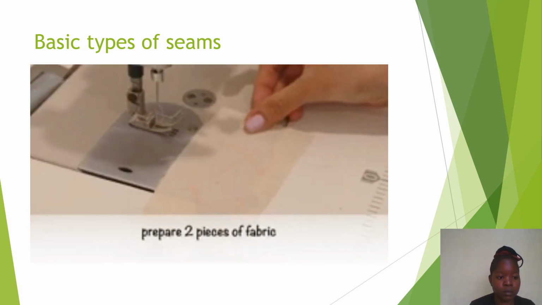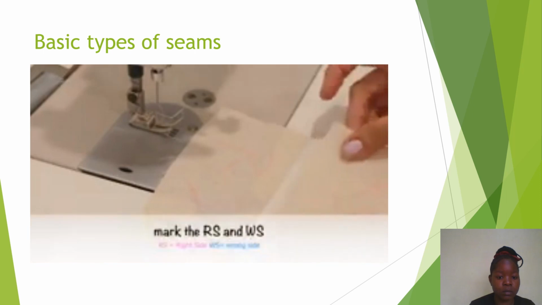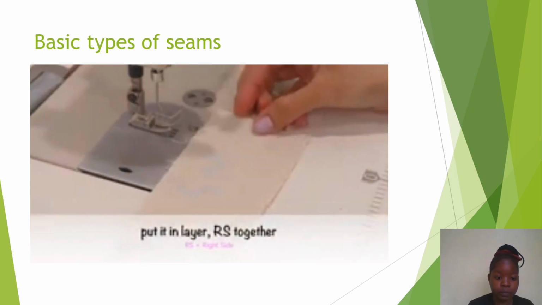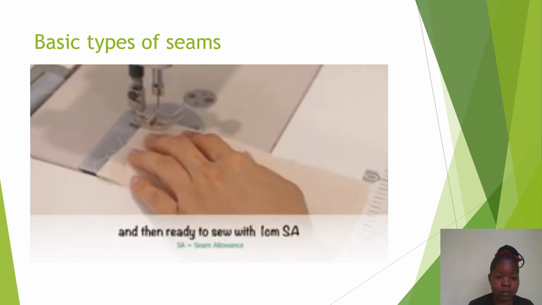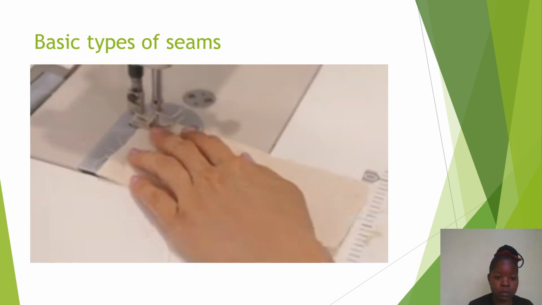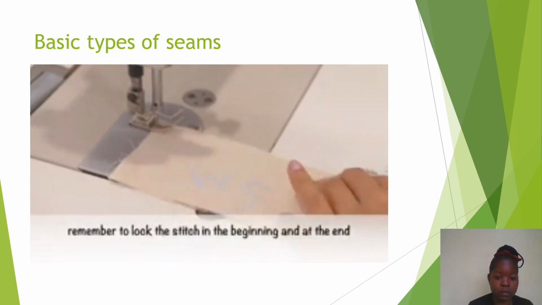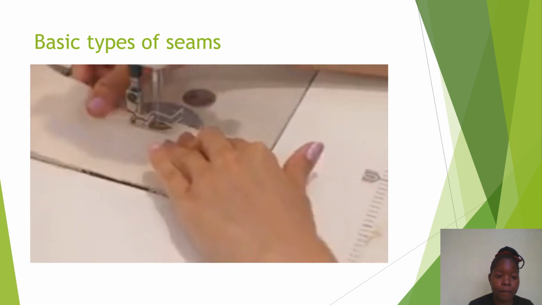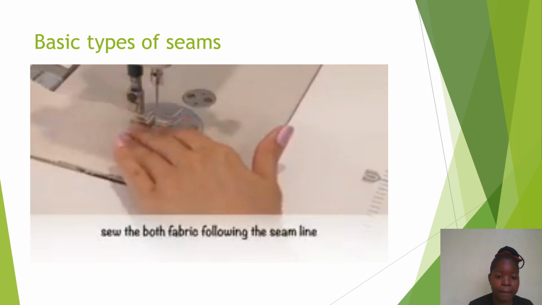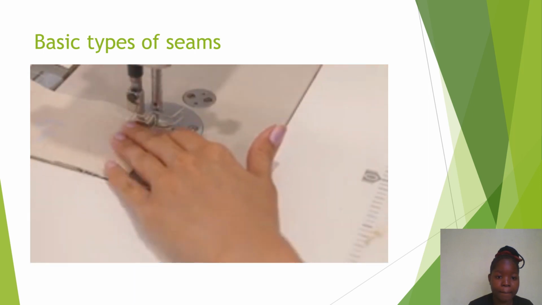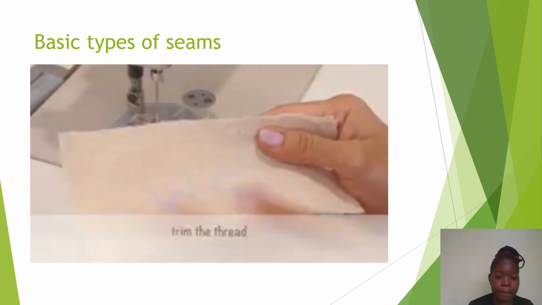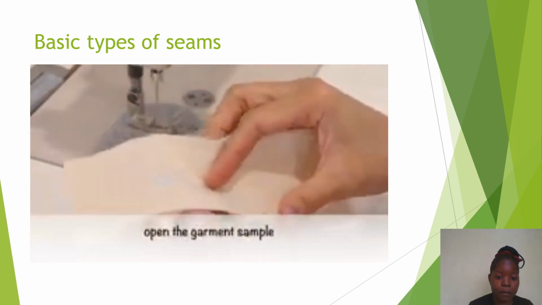Prepare two pieces of fabric. Mark the right side and the wrong side. Put it in layer right side together and then ready to sew with 1 cm seam allowance. Remember to lock the stitch in the beginning and at the end of the seam line. Sew both fabrics following the seam line. Trim the thread. Open the garment sample.